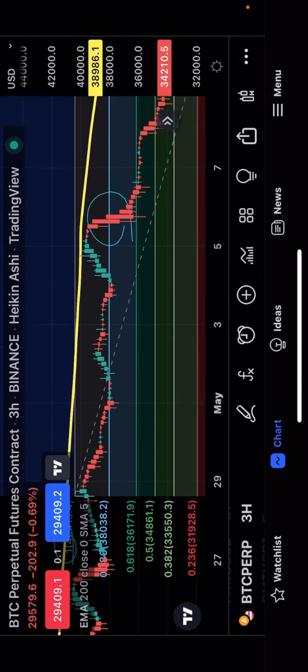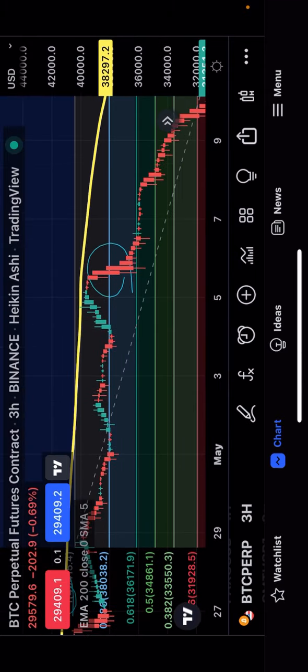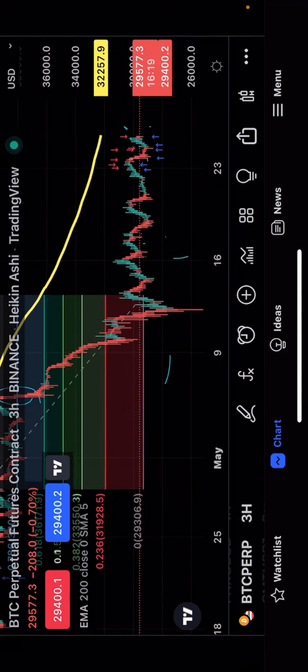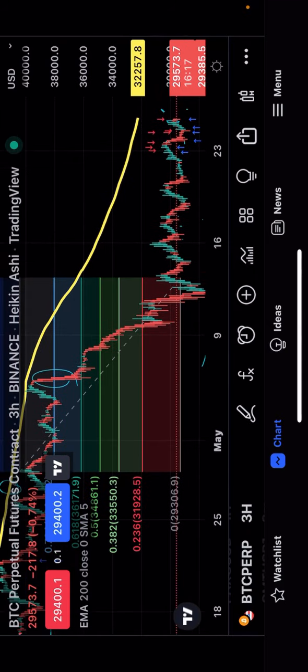Now this is your entry position. If you could not enter from here, you come again. Okay, you see this place 1, 2, 3. You can still enter from here and you take your profits here. How did I know all of this? This is basic technical analysis.